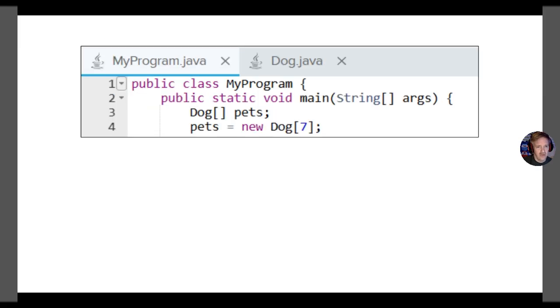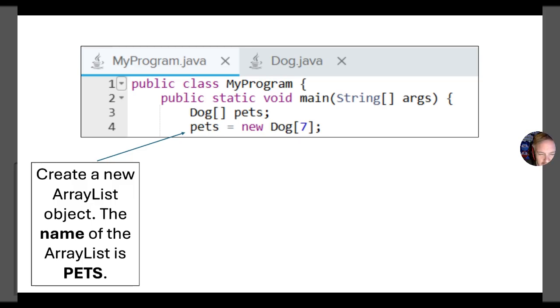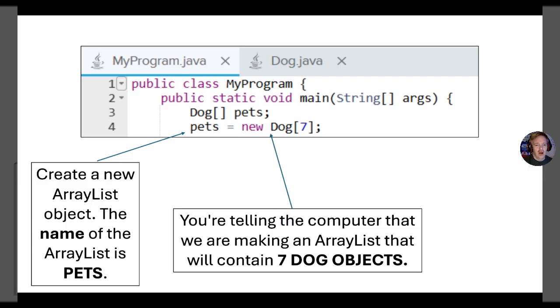Next, on line 4, this is where you create your array object. The name of the array list is going to be pets. Remember, dog is our class, and pets is going to be our object. Now we're telling the computer that we're making a new array list that's going to contain 7 dog objects. So we're declaring our array here, telling the computer we want an array with 7 indexes that's going to contain dog objects, and we're calling it pets.